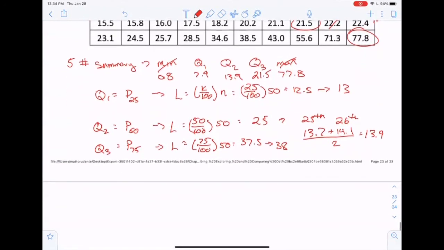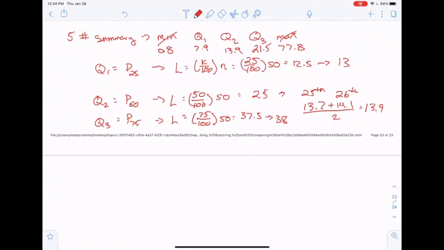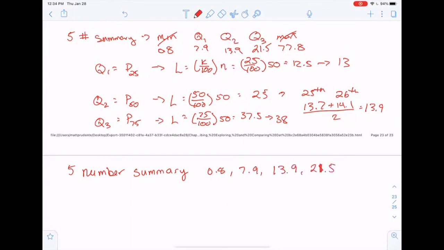And so when we find all this, the best thing to do for the 5-number summary is to write it so it's a little easier to read. We could put it in parentheses or just list them: 0.8, 7.9, 13.9, 21.5, and 77.8. Those are my numbers that correspond to my 5-number summary.